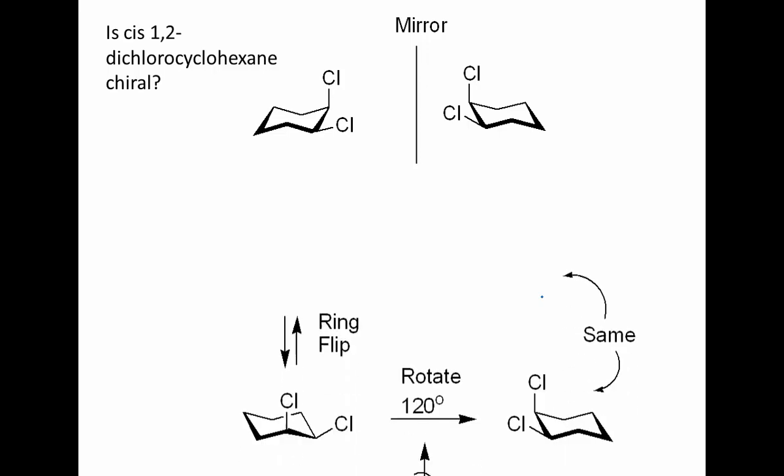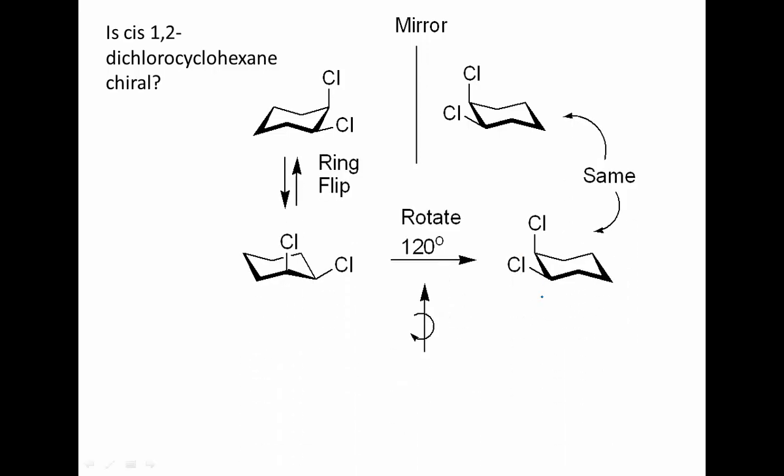But there actually is a subtle way to interconvert it. That's to ring flip it. All right, so let's ring flip it. And now rotate it this way by 120 degrees. And when you do that, this is the molecule that you end up with. Here's our rotational axis, going straight through the molecule, and this is the way we're rotating it. So do that rotation, and you end up with this.